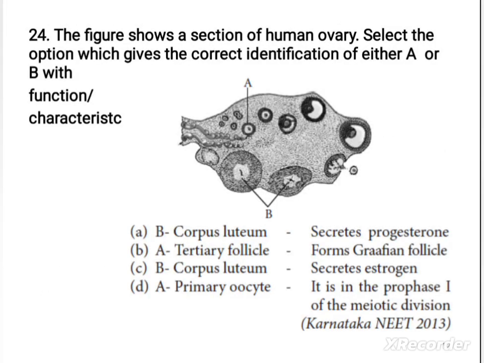Now next question. The figure shows a section of human ovary. Select the option which gives the correct identification of either A or B with function and characteristic. So just go through, they are labeled A and B. Here you have to give the correct identification for A or B, which one is correct. So you go through all four options. Now let us find out the answer. The correct answer is B. So corpus luteum secretes progesterone. That is the correct answer.